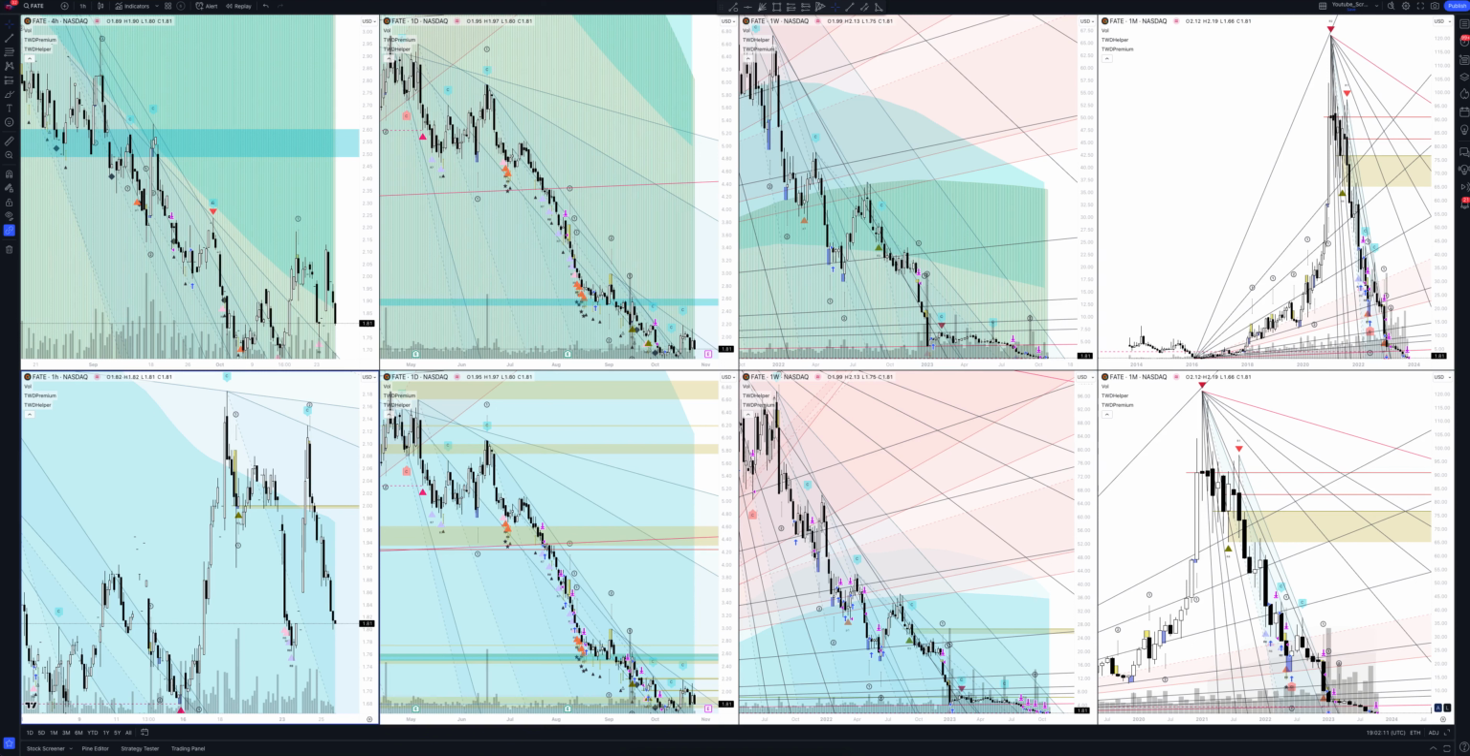Today we will take a look at Fate Therapeutics Inc. stock. Let's analyze the market situation and find out how you can make money on it. Let's start.